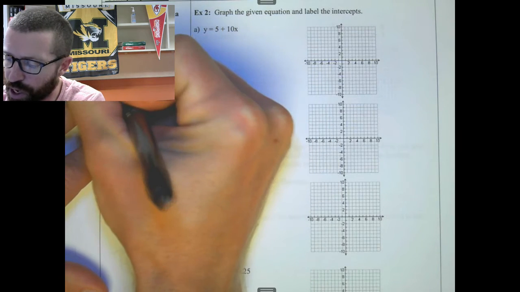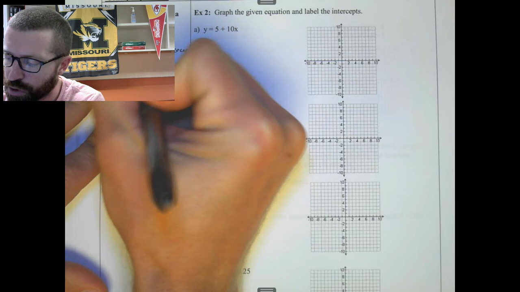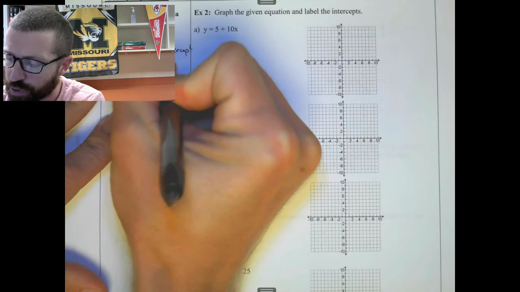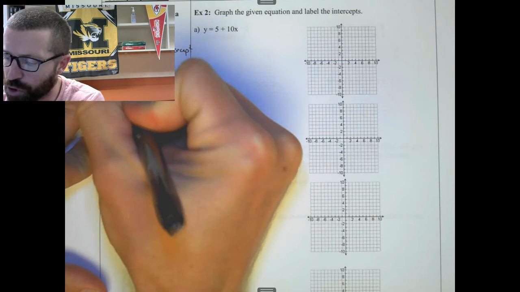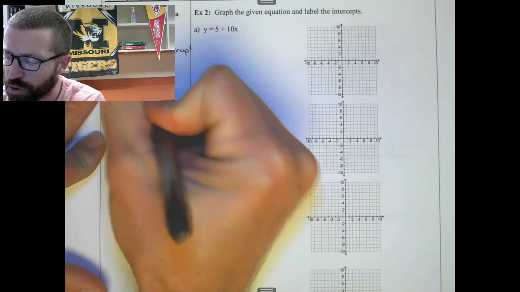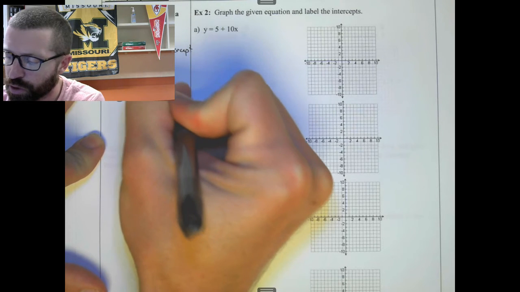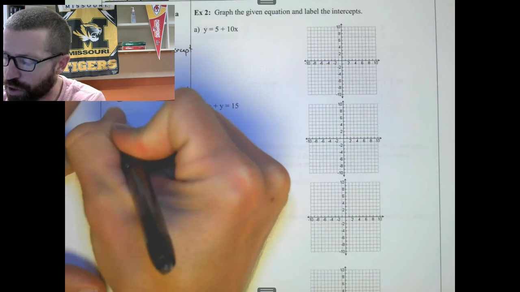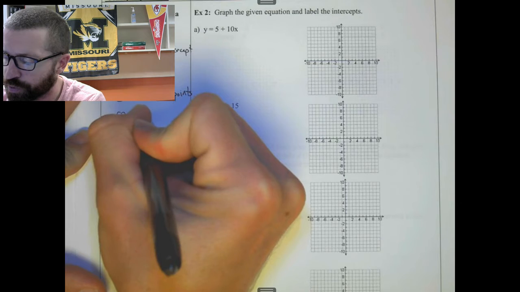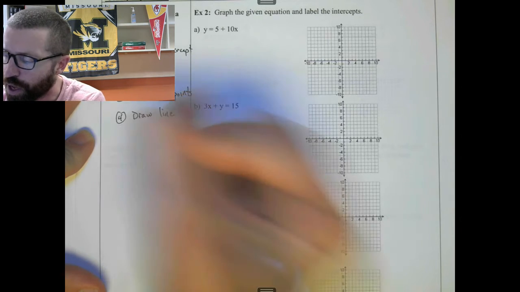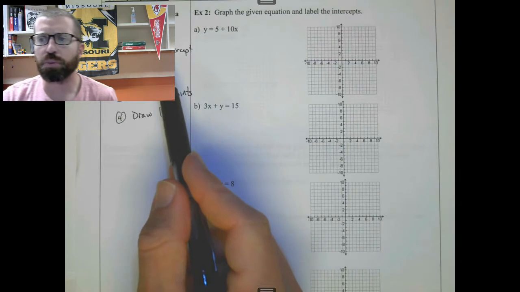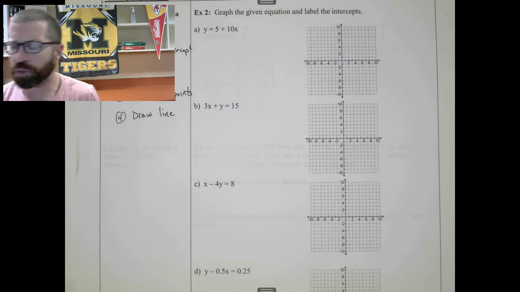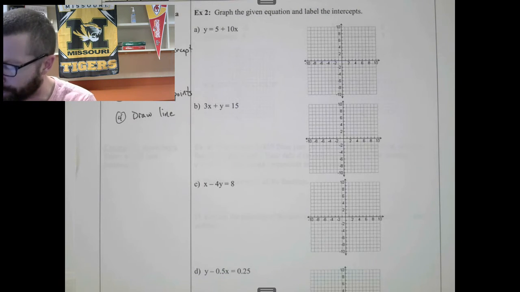And then we're going to find the y-intercept. And then we're going to plot both points. And then we will draw a line. And we'll label them as we go. So when we find the x-intercept, it'll already be labeled. And so that'll be good.